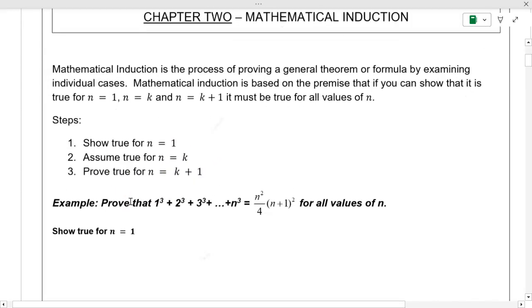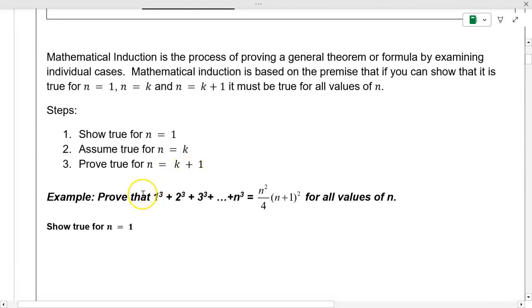So let's follow through and see the first example here. What we're doing is proving that 1 cubed plus 2 cubed plus all the way up to n cubed, so that's a sum, is equal to n squared on 4 times n plus 1 squared for all values of n. And it's going to be saying, let's prove this by mathematical induction. So step 1 is to show that it's true for n equals 1.